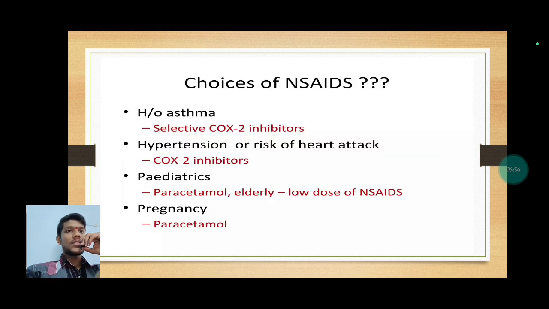So the next topic is how to choose the NSAIDs. Firstly, if there is a history of asthma, then use selective COX-2 inhibitors. If the patient has hypertension or risk of heart attack, then COX-2 inhibitors. Pediatrics, paracetamol. Elderly, low dose of NSAIDs. In pregnancy, paracetamol.